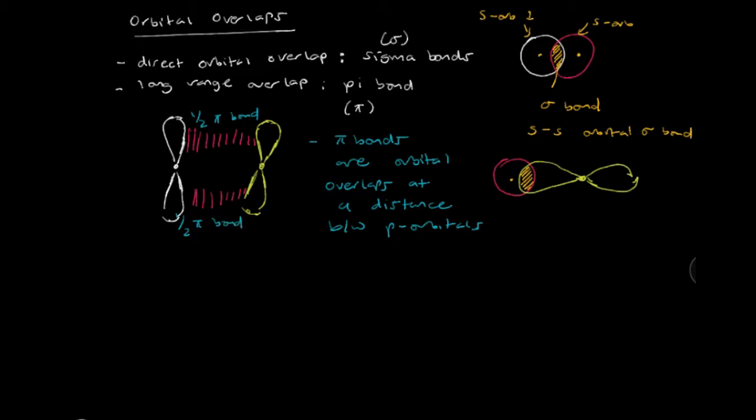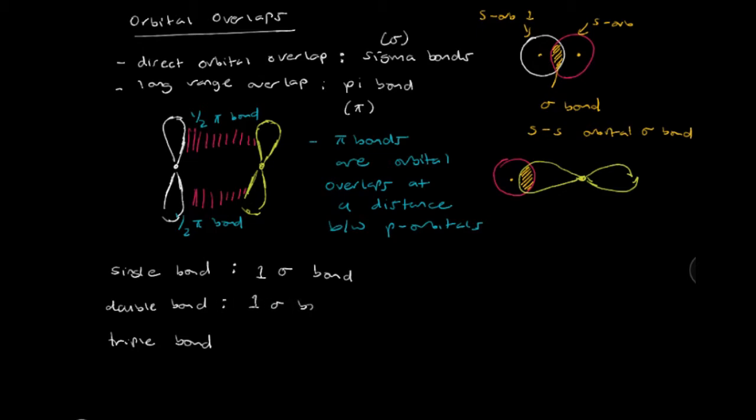Okay, so there are two types of orbital overlaps. There's a sigma bond, which is a direct overlap, and a pi bond, which is a long range overlap. Now, how this relates to our types of covalent bonds: we noted that there are three types we looked at, a single bond, a double bond, and a triple bond. Well, a single bond is technically just a sigma bond. So it's one sigma bond, a direct orbital overlap really close to the nuclei.